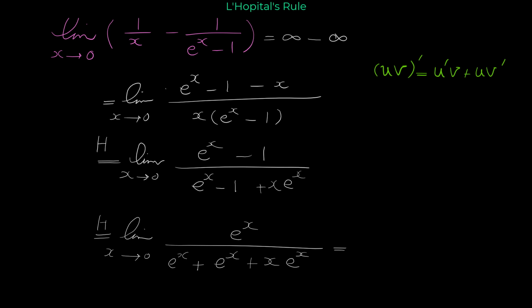Now plug in 0 again to see if we can find the limit by direct substitution. If we plug in 0, e to the 0 is 1. This is also 1 and this is 1. But here, because we have x, 0 times e to the 0 is 0. So the denominator is 1 plus 1 plus 0. So the denominator is 2. So the limit is 1 over 2.